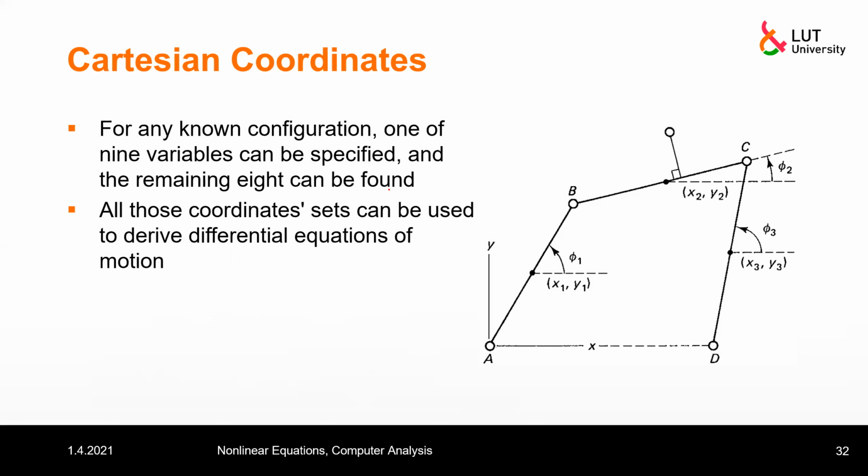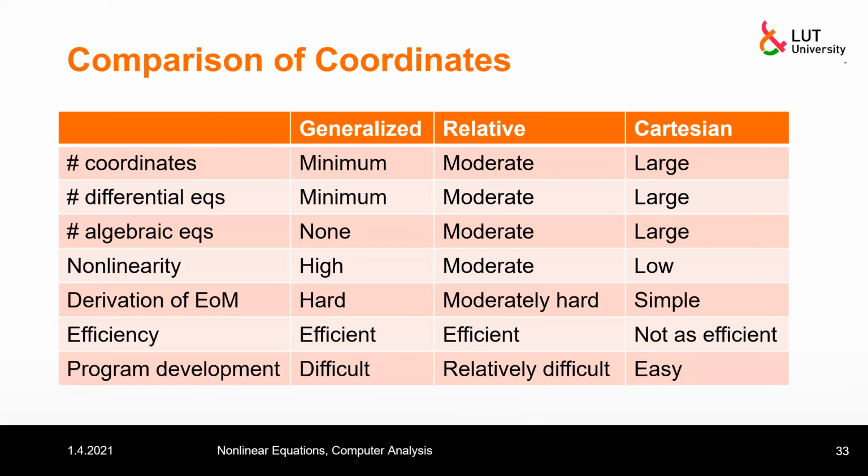And here we have some general conclusions. Of course, this is case dependent, but here we have a comparison of generalized, relative, and Cartesian coordinates. Of course, the number of coordinates here is minimum, because it was like 1 here, and it's always minimum. Here it is moderate, because we usually have to add some more. And for Cartesian, this number is large. It's reasonably large.